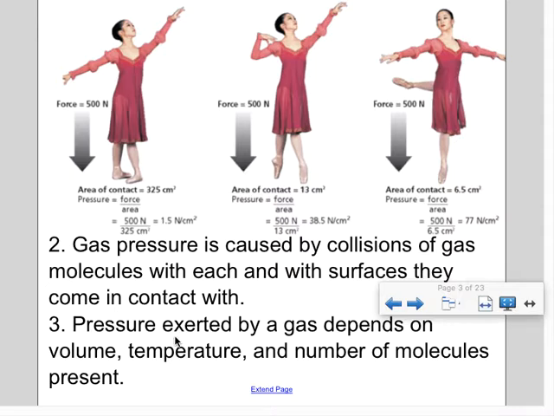And so pressure exerted by a gas does depend on the volume, its temperature, as well as how many molecules are present. And so this entire chapter we're going to go through what happens when you change the volume, what happens when you change the temperature, what happens when you change the number of molecules present, what happens to our overall pressure.